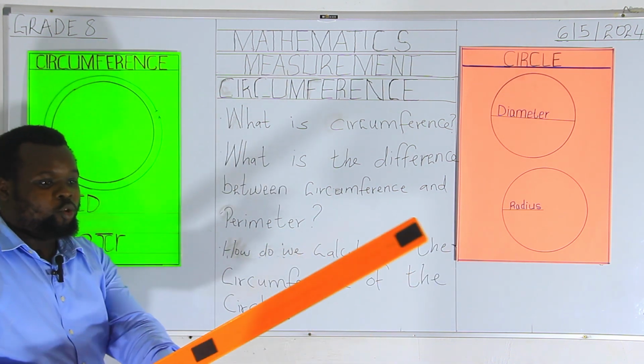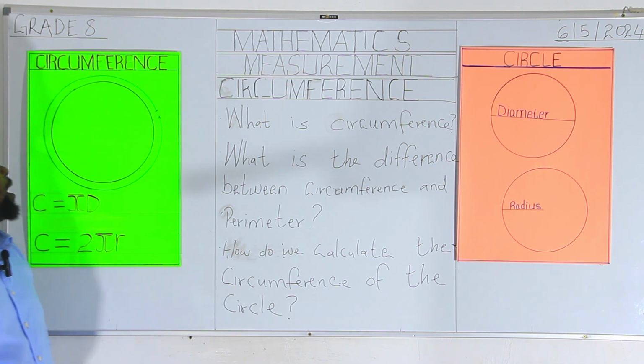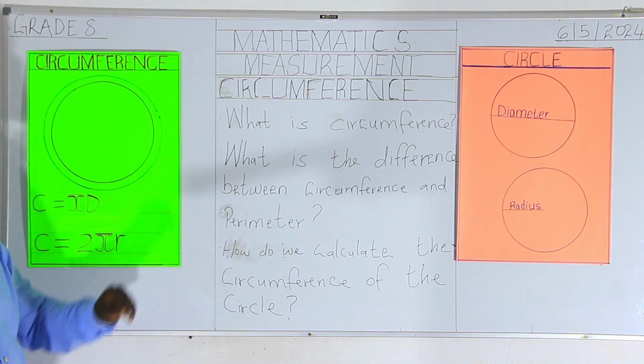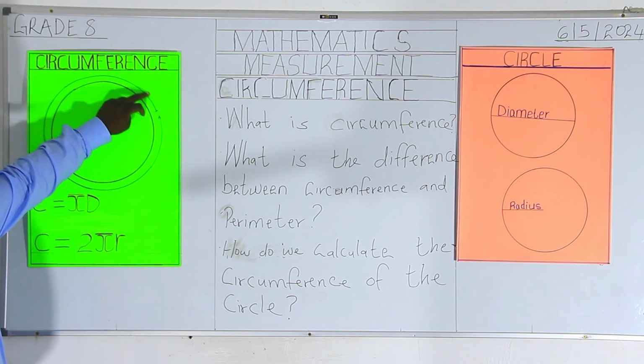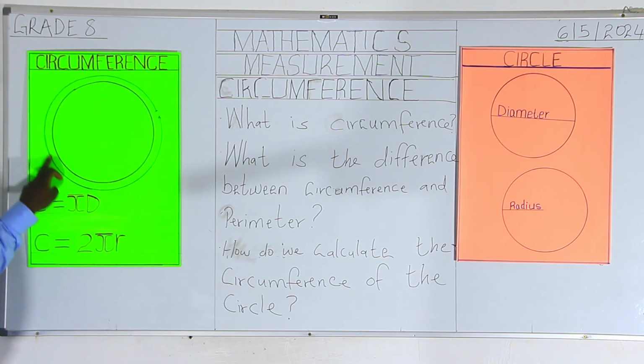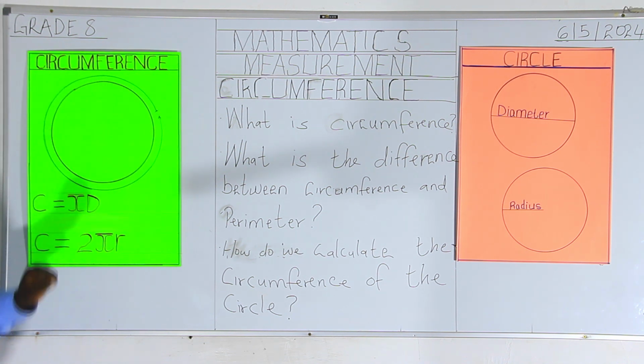Let us come back to what we are supposed to learn in grade 8, that is the circumference of the circle. Let us answer the first question, what is the circumference? We've said that the circumference is the distance around the circular figure.